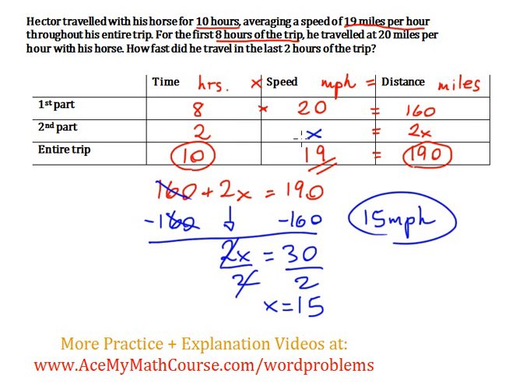Maybe his horse got a little bit tired from running around 20 miles an hour. So that's it. There we go.